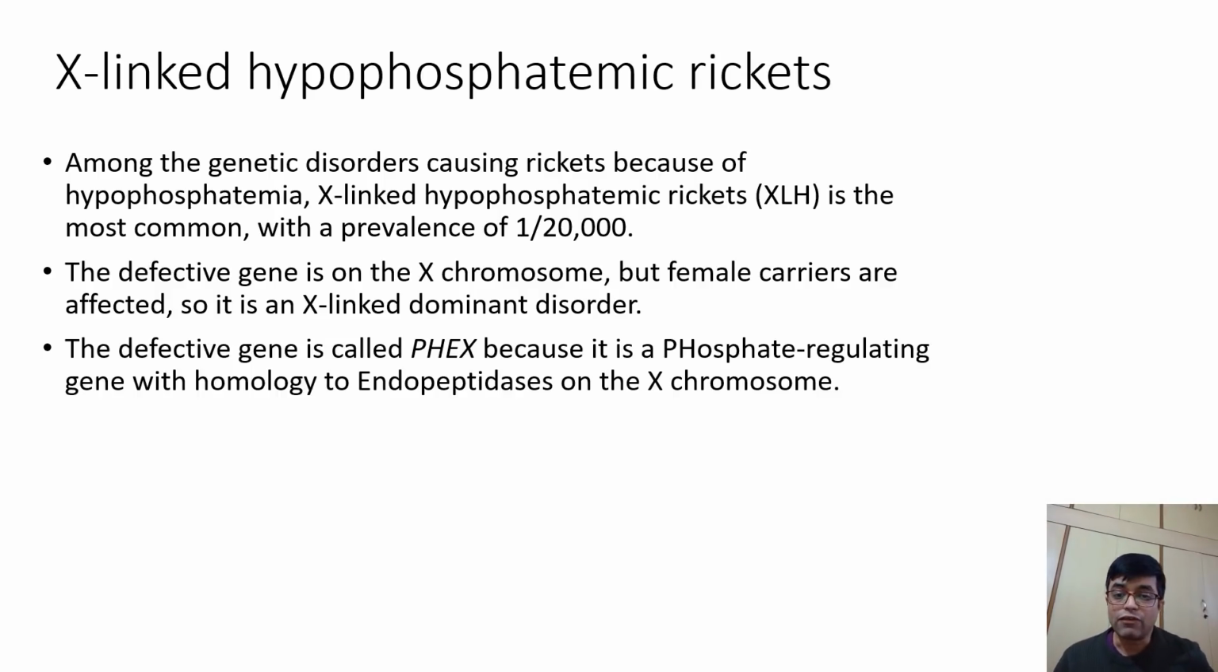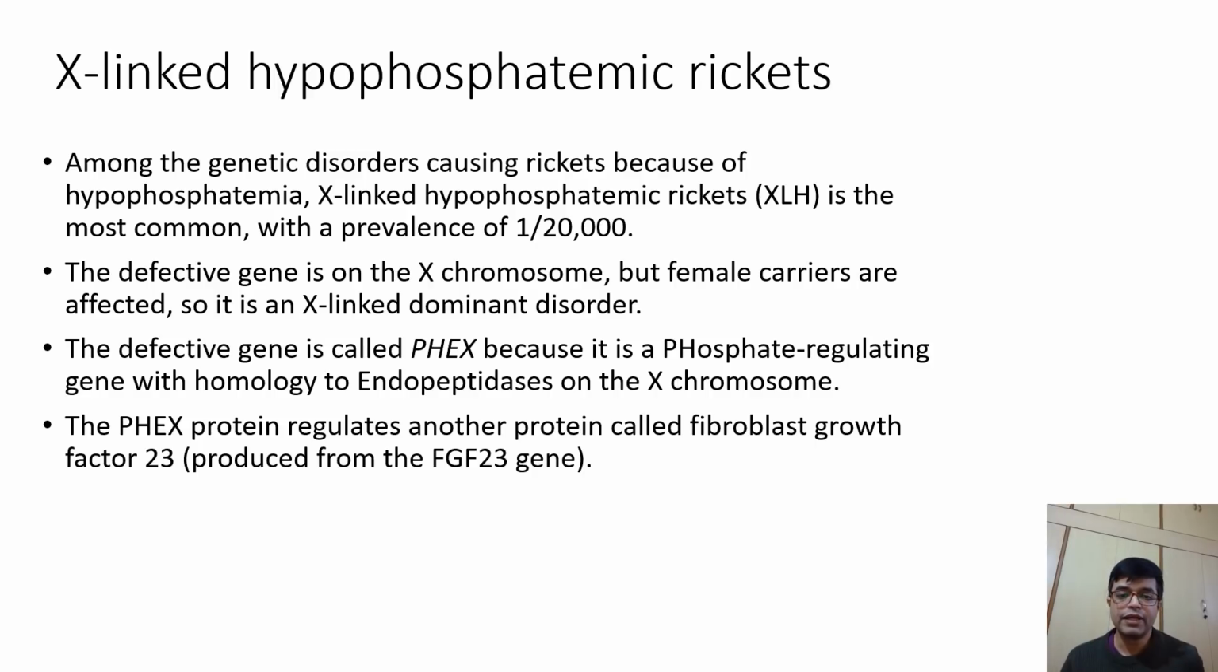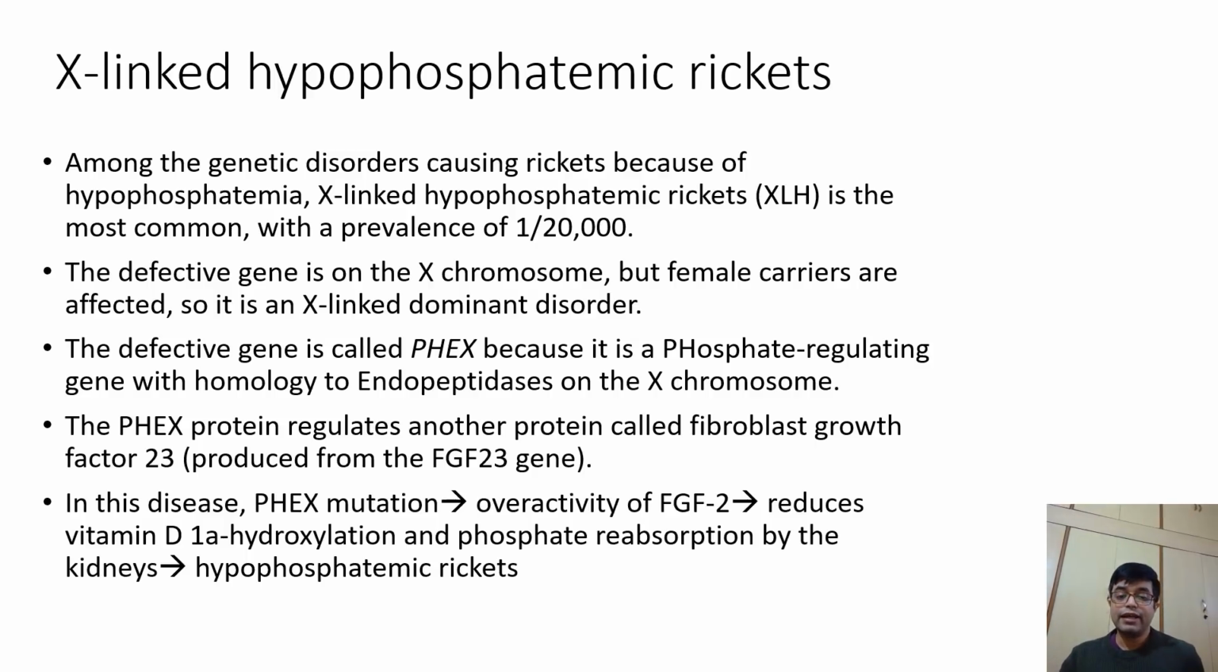The defective gene is called PHEX because it is a phosphate regulating gene with homology to endopeptidases on the X chromosome. The PHEX protein regulates a protein known as FGF23. In PHEX mutation, there is overactivity of FGF23, which leads to decreased 1-alpha hydroxylation, decreased phosphate reabsorption, producing the disease. So decreased phosphate reabsorption means the patient will have low phosphate levels. And since it is occurring independent of PTH levels, PTH levels would not be affected.